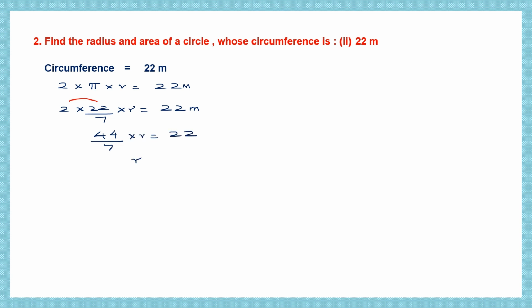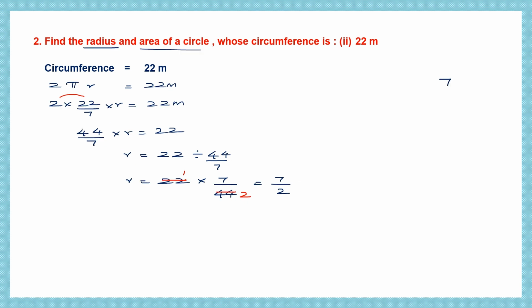Now we're going to find the value of r, that is 22 divided by 44 by 7, because we are transposing it this side. So r is equal to 22 into 7 by 44. Now let's cancel. We can cancel 22 and 44. 22 ones and 22 twos. So here what do we have? We have 7 by 2.